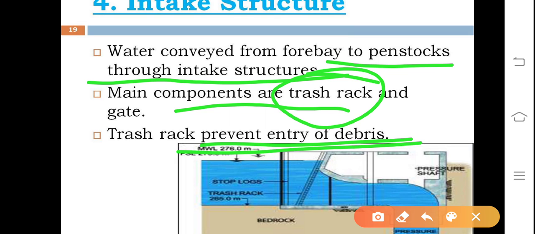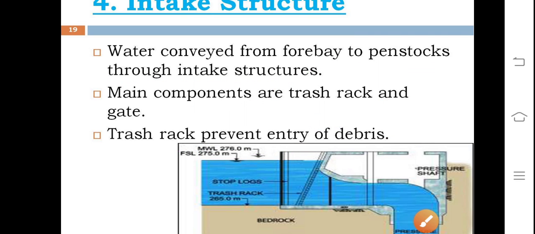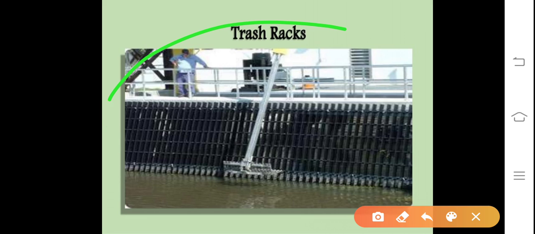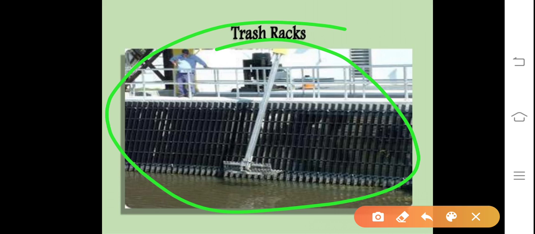We have already told this twice, right? Very easy to understand. This sketch will also help you understand it in length. Dimensions are also given, so that you can study them yourself. This is one of the photographs provided to show you how the trash rack looks.